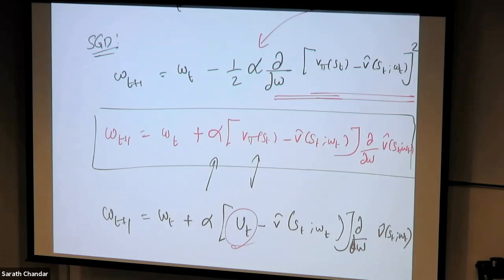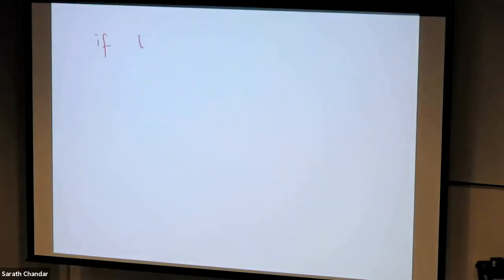Where Ut is actually the estimate of the value function. Now, if this is an unbiased estimate, if Ut is unbiased, then we are guaranteed to converge to the local optimum. Can you tell me an example of an unbiased estimate for the value function? Monte Carlo methods.